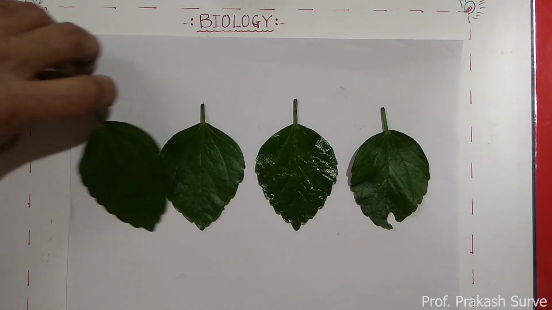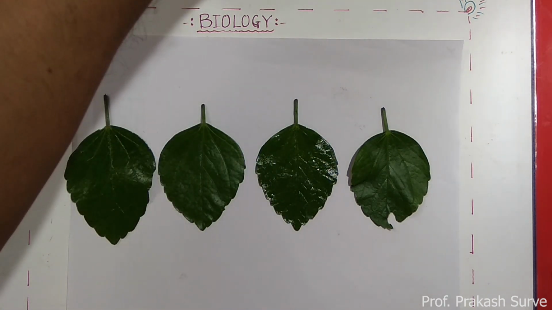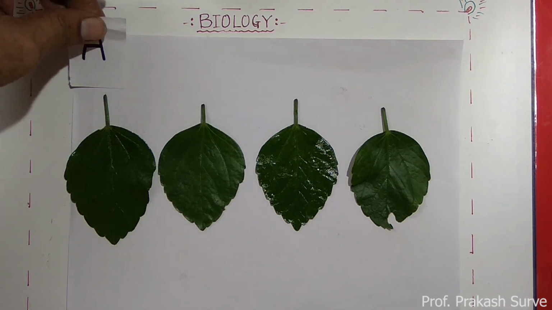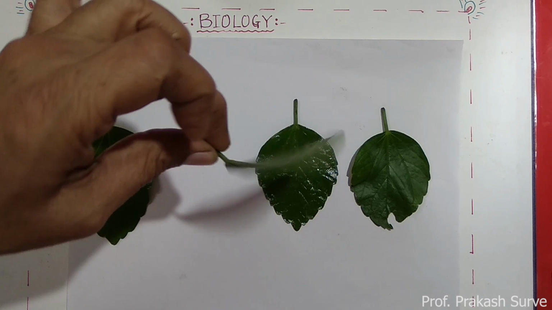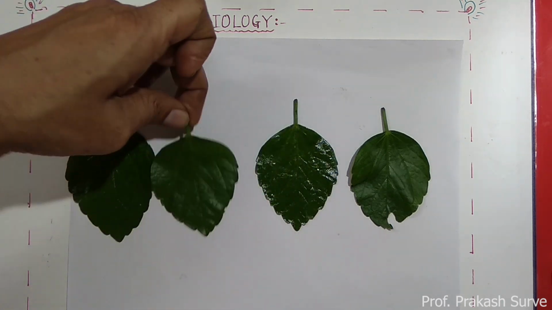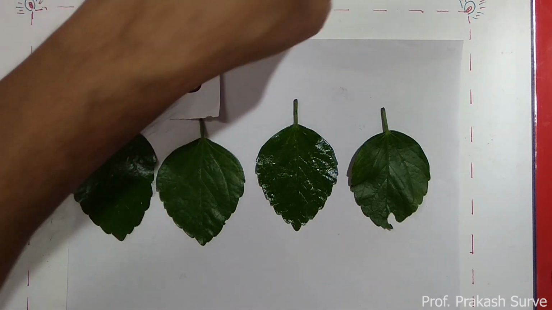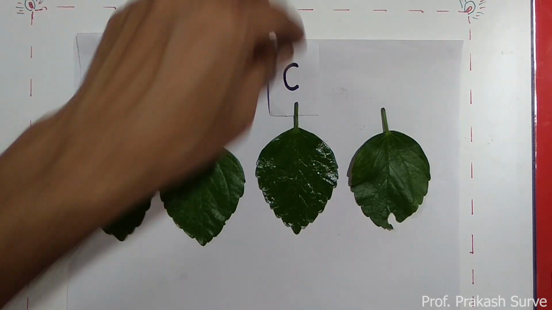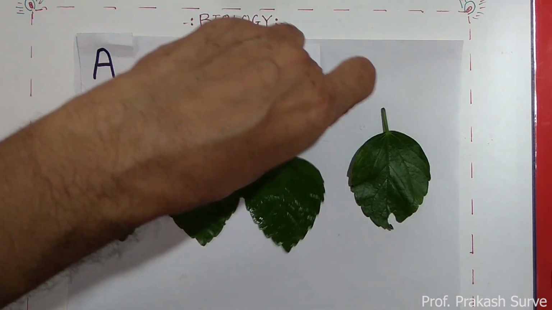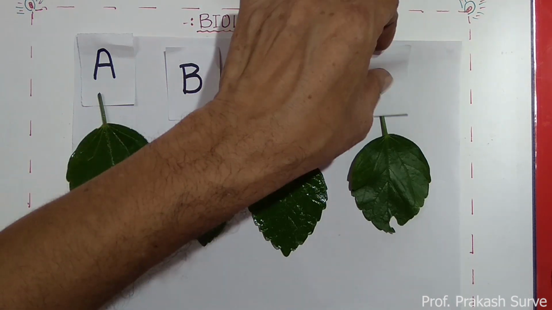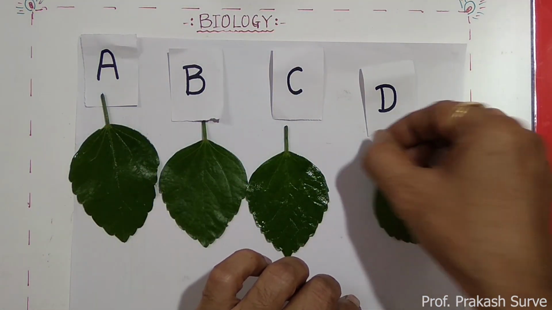We'll check this here. Leaf A, on both sides Vaseline is applied, so I'll keep the tag along with leaf A. Leaf B, upper surface no Vaseline is applied, lower surface Vaseline is applied, so I'll keep this. So this is my leaf B. Leaf C is here. On leaf C, Vaseline is applied only on the upper surface, while there is no Vaseline on the lower surface. And leaf D is here. On leaf D, Vaseline is not applied on both the surfaces, so both the surfaces are free.